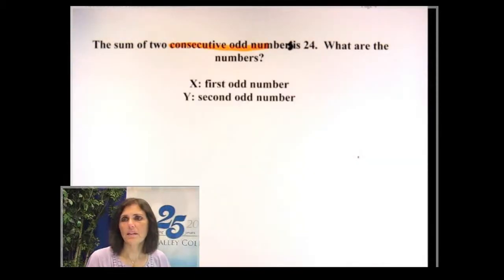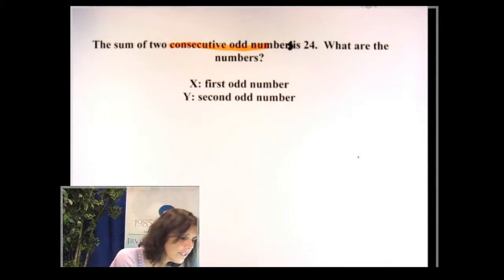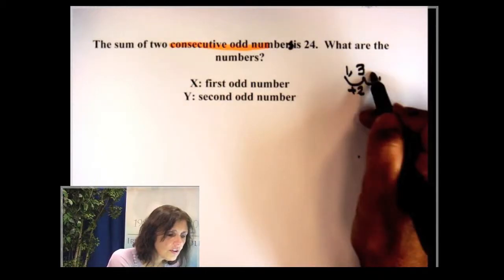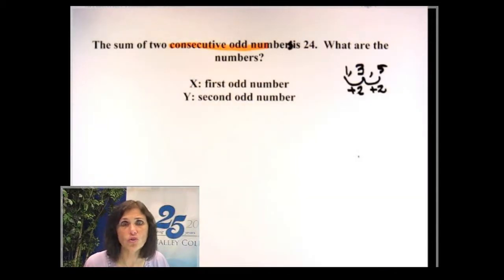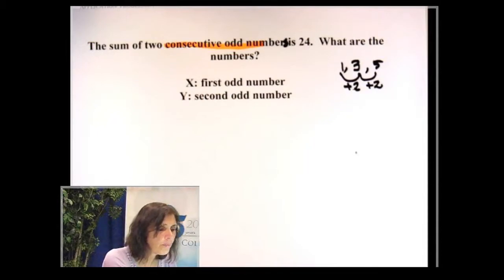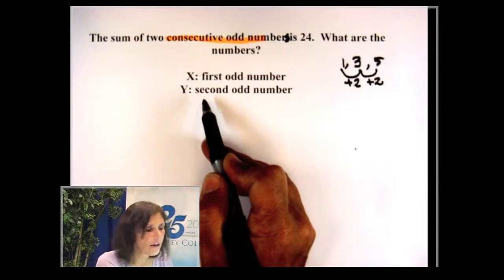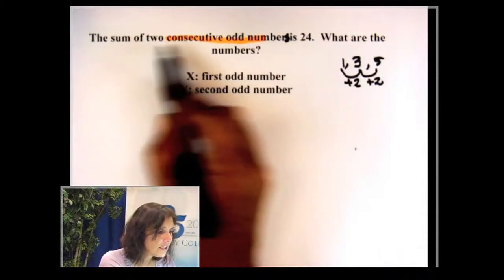What does that mean? Consecutive means one after another, and they're odd. So how does it work? Let's say 1, 3. 1 to 3 is 2. 3 to 5, it's 2. So the consecutive odd numbers are off by 2. So if I put down x as the first odd number, y as the second odd number, two consecutive numbers, so what does that mean?